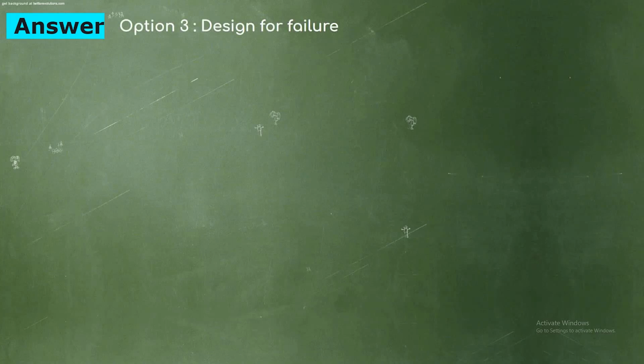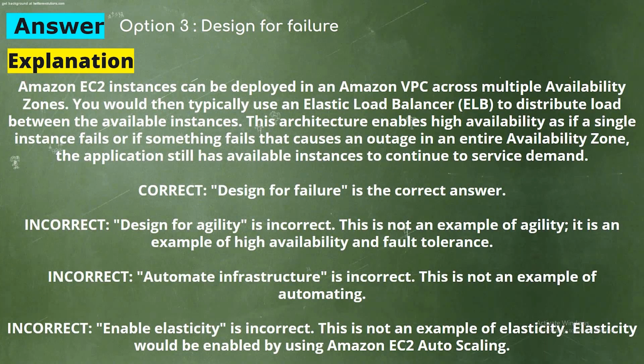Design for failure. Explanation. Amazon EC2 instances can be deployed in an Amazon VPC across multiple availability zones. You would then typically use an elastic load balancer, ELB, to distribute load between the available instances. This architecture enables high availability as if a single instance fails or if something fails that causes an outage in an entire availability zone, the application still has available instances to continue to service demand. Correct, design for failure is the correct answer.